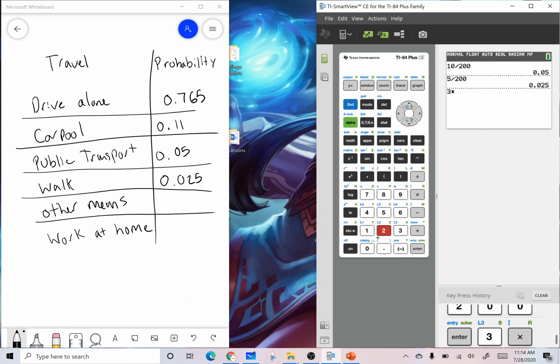So 3 divided by 200 is 0.015, and 7 divided by 200 is 0.035. Okay, so now this is our probability distribution. We've got that figured out.